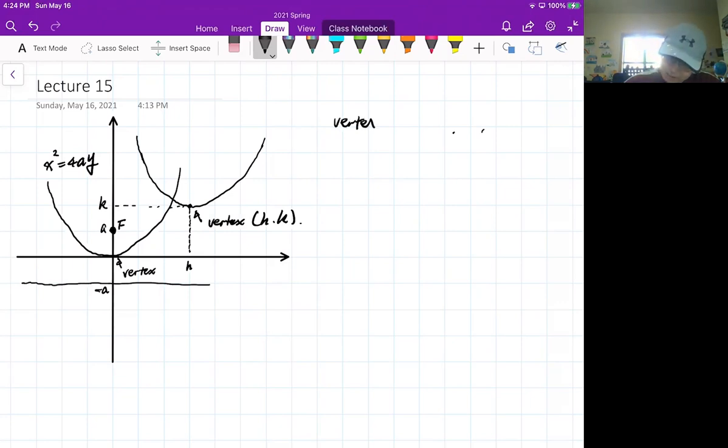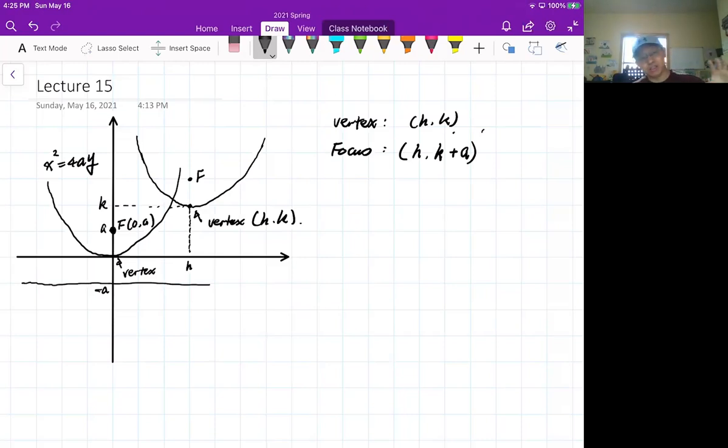The vertex now is (h, k), and now where's the focus? Originally, that was (0, a), but now I move to the new spot for the focus. The focus is here. So basically, for the x value, I'm going to add h. The x value is increased by h. The y value, I'm going to add a. So the focus will be this. It's just a units above the vertex.